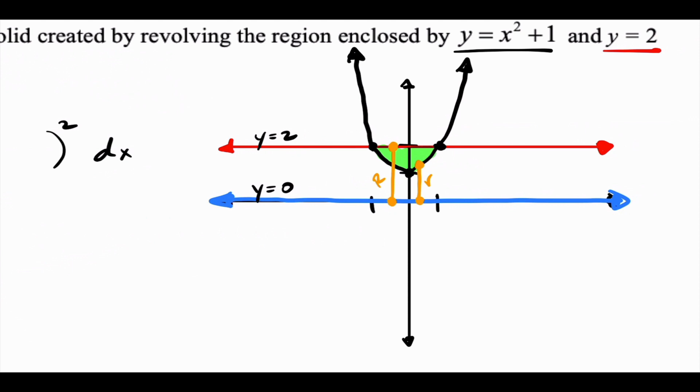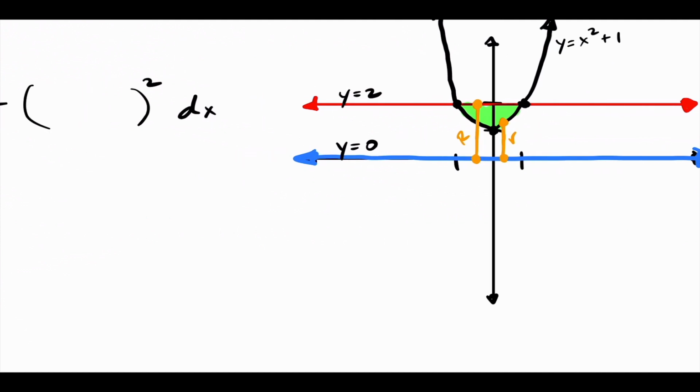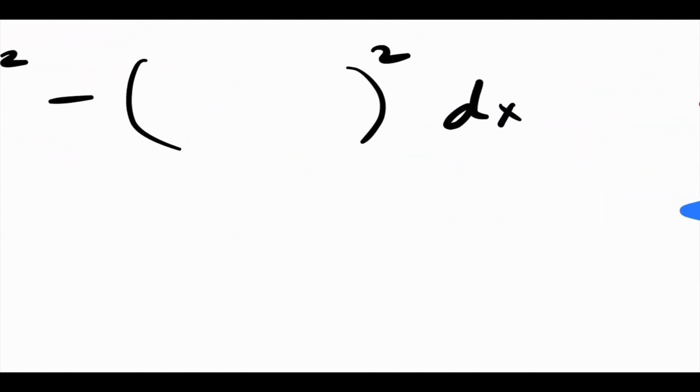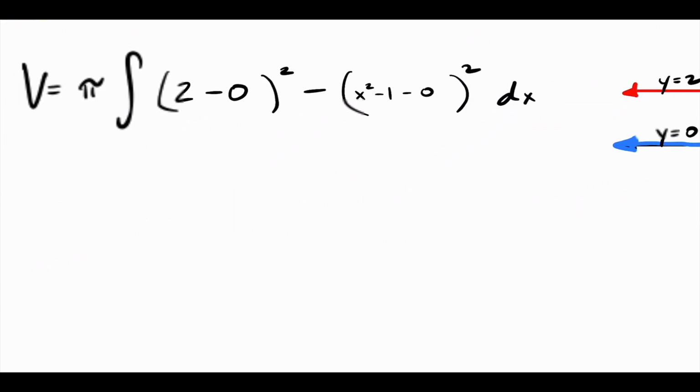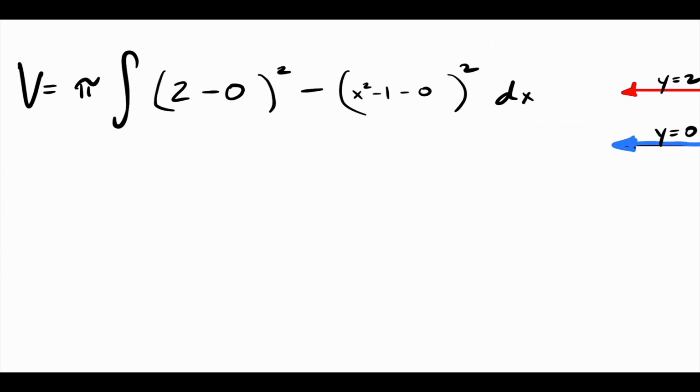What is the top? X squared plus 1, right? Y equals x squared plus 1. What is the bottom? Y equals 0, right? So how do I write that in here? X squared plus 1 minus 0, but that's just going to be x squared plus 1. Okay.